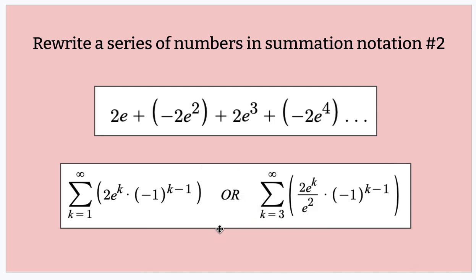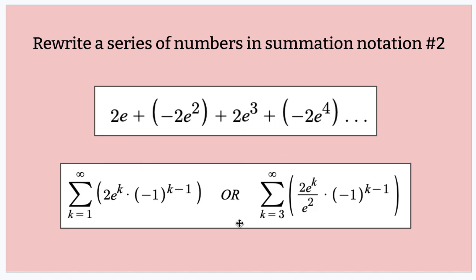This means that when k is an even number, k minus 1 is an odd number, and negative 1 raised to an odd number will always produce negative 1, making the entire term negative. This is the opposite when k is an odd number, meaning the whole term is positive.